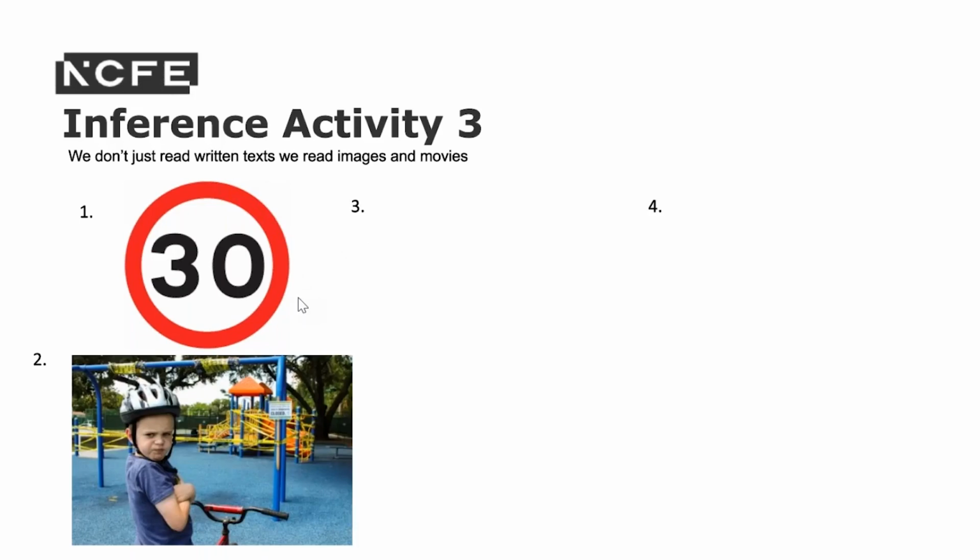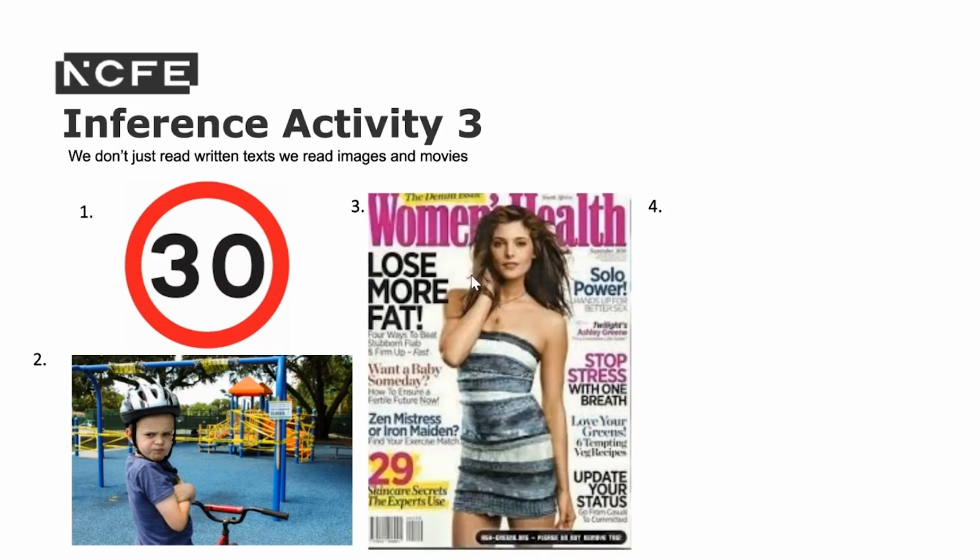The next one, I'll give you a few moments to have a look at this. So you've got an image of a little boy. He looks angry and upset. And if we look further, we can find out that he's angry and upset because he's travelled on his bike to the park, but that it's closed. So the Women's Health magazine, this shows a young woman who looks healthy and is dressed attractively. The use of pink and purple has connotations with females, and the topics are about being healthy. And that's what a lot of females are quite interested in doing.